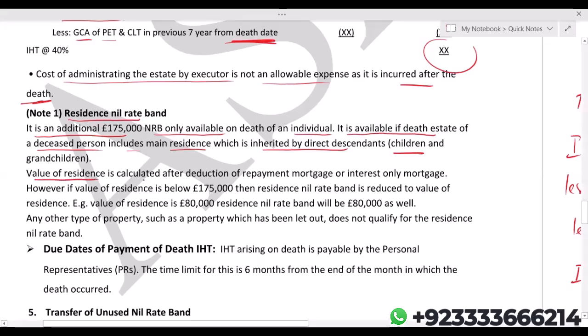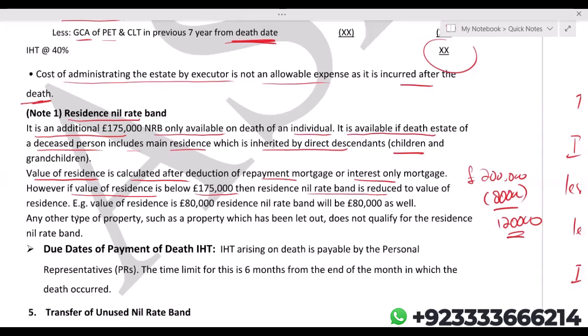The value of residence is calculated after deducting a repayment mortgage. Now, this is another important concept. If there is any mortgage on that property, then you have to deduct that mortgage. Or interest only mortgage. However, if the value of residence is below 175, then the residence nil rate band is reduced to the value. For example, assuming the value of the property is 200,000, but there is a mortgage of 80,000 on that residence. So after deducting the mortgage, the value comes to 120. So now you will not get the residence nil rate band of 175, you will be getting 120. For example, if the value of residence is 80, then you will get 80,000.